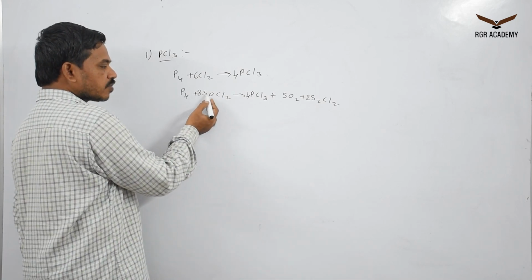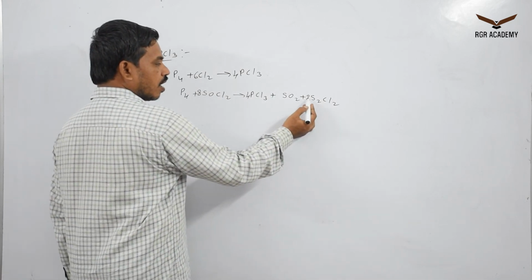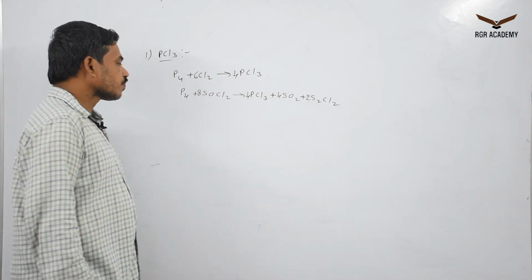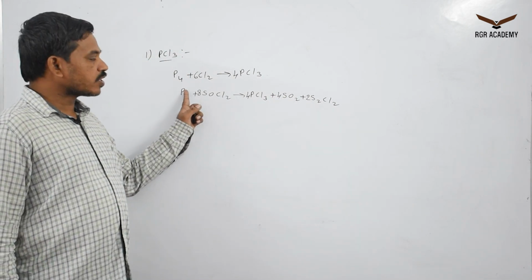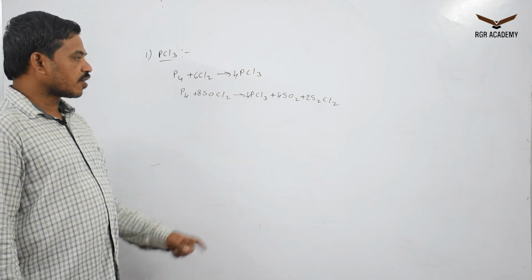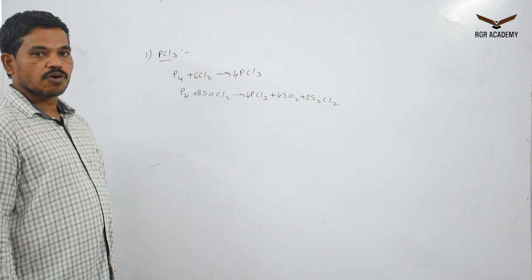Next, how many sulfur atoms? 8 sulfur atoms. Already how many sulfur atoms? 4. Remaining 4 SO2. White phosphorus on reaction with thionyl chloride forms phosphorus trichloride, and sulfur dioxide and sulfur monochloride are formed.